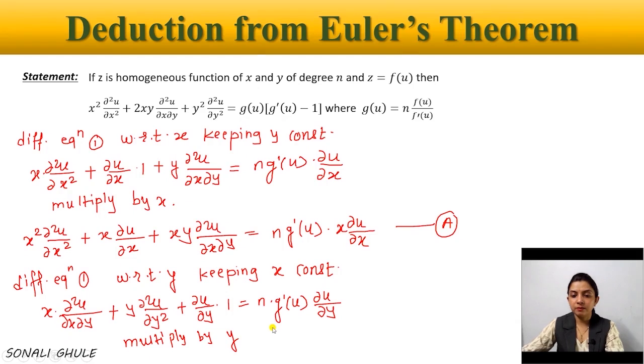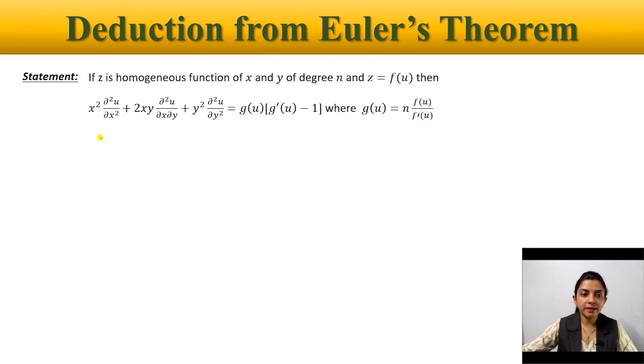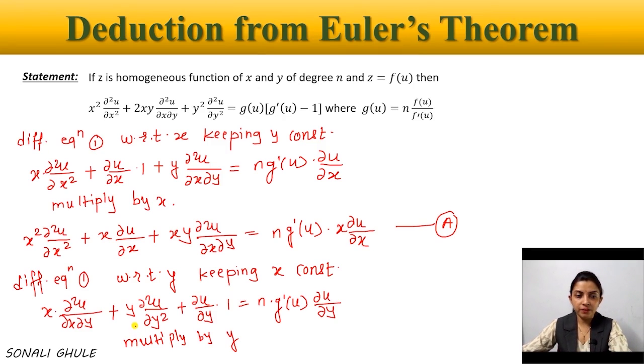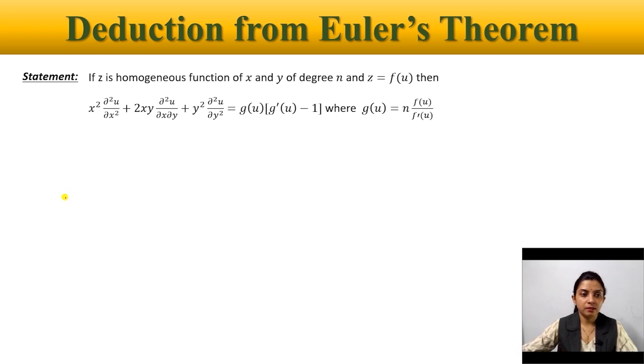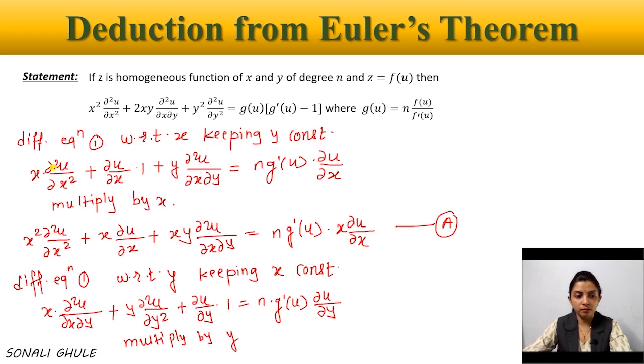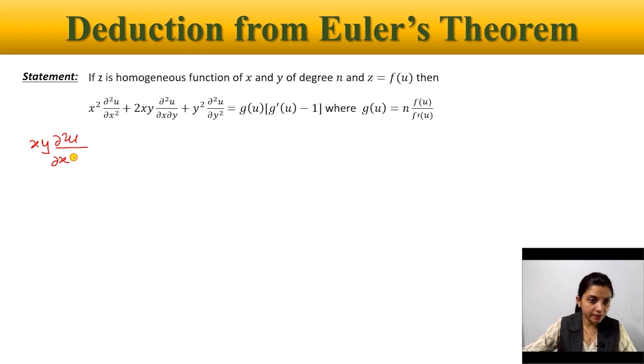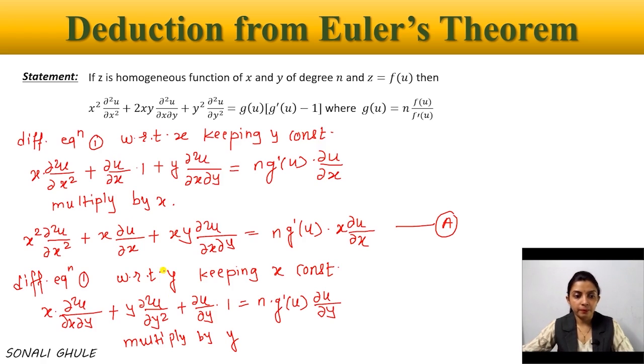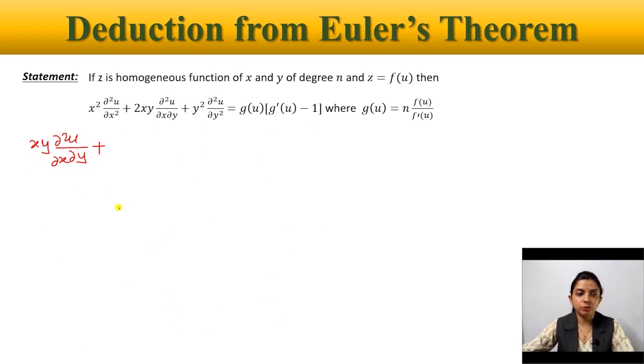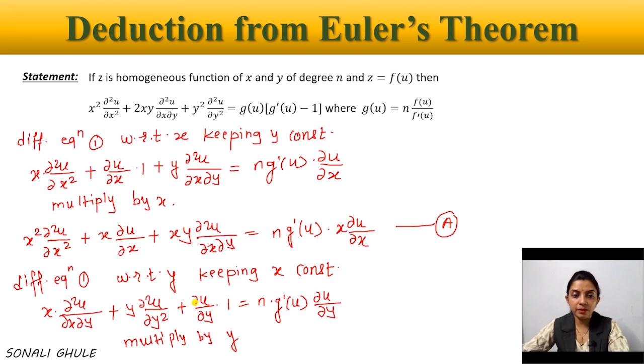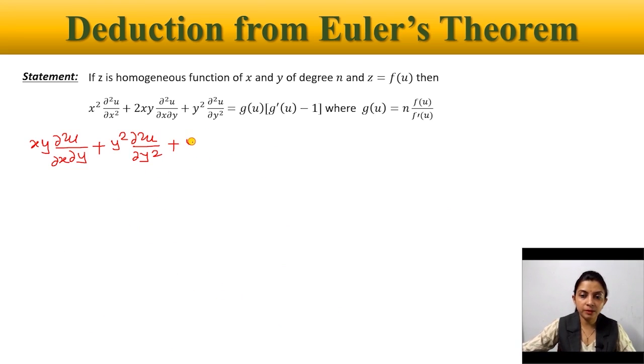So what does it give us? Here, when I multiply the equation by y, xy ∂²u/∂x∂y is a mixed double derivative, so I can write ∂x∂y plus, now multiplying by y, y² ∂²u/∂y² plus this one will give me ∂u/∂y into y, that is y ∂u/∂y.